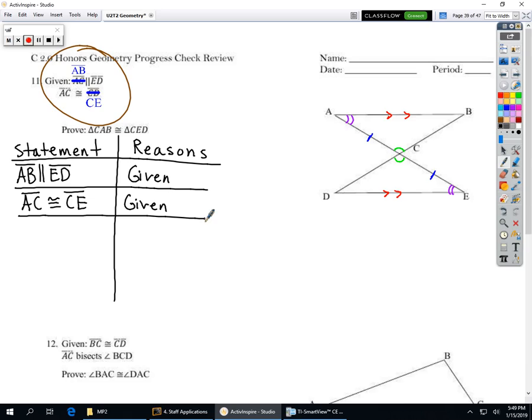After I marked the diagram, what's the first thing that I stated? I used vertical angles, right? Angle, we can't call this C and C. We have to use the three letters: A, C, B, and E, C, D. So this is angle ACB is congruent to angle ECD. And this is true because they are vertical angles.